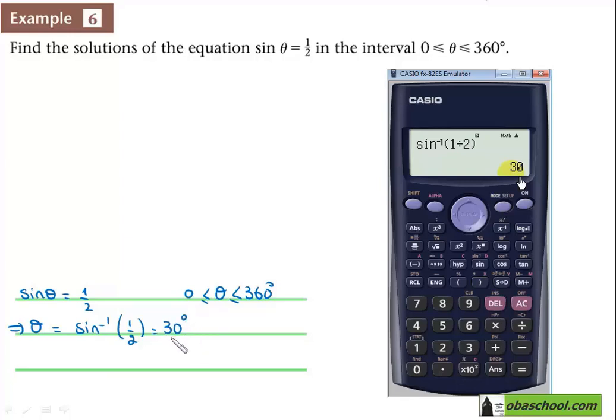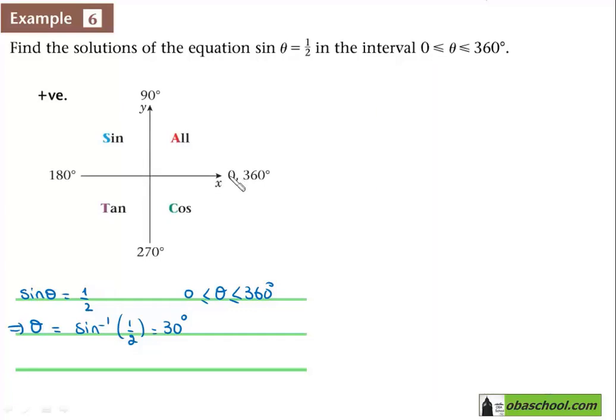This is only one solution for the theta. The calculator is programmed to give us the acute angle or the first angle that can satisfy this relation. Now we need to find the other solution. We will look at the quadrant plane. We already defined that theta is between 0 and 360 degrees, so it is in this range. The first angle is 30 degrees. We want another value for the angle such that the sign is positive, and it is in the second quadrant. The sign here is equal to plus half.